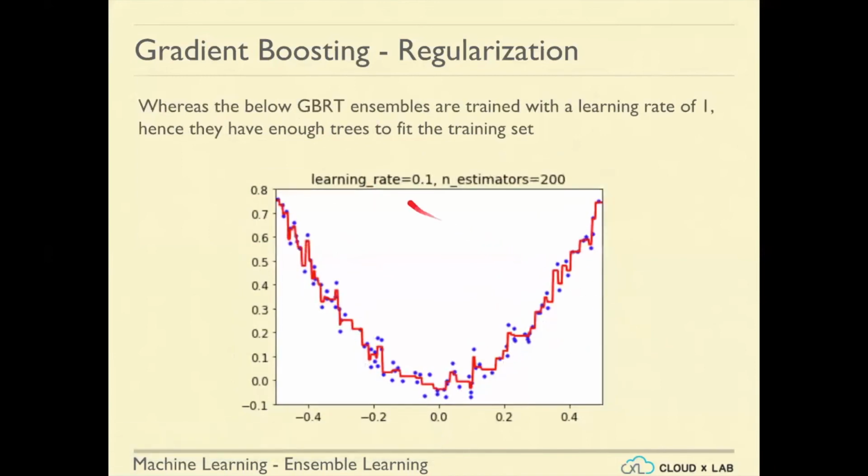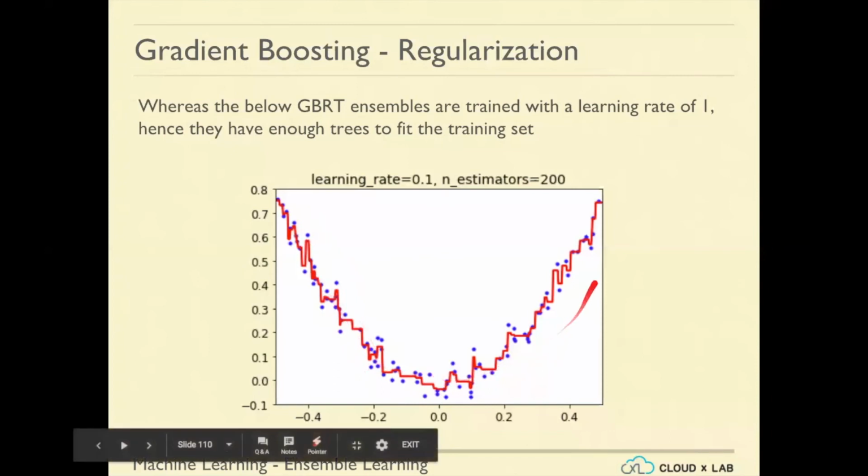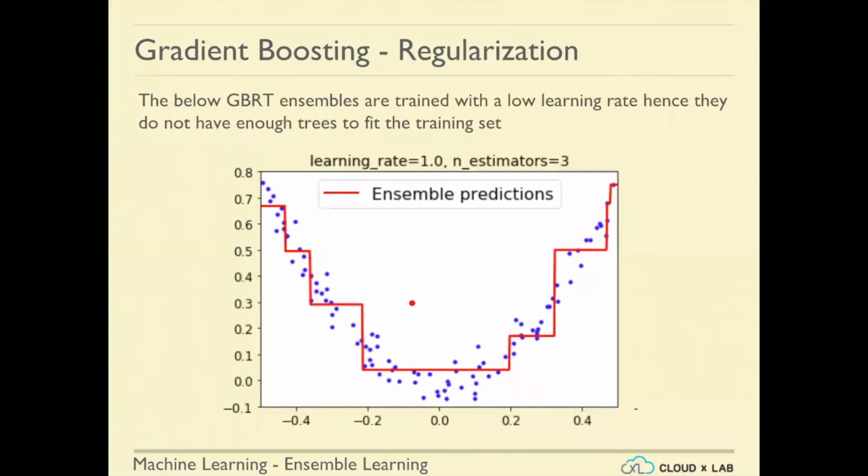When we decrease the learning rate, meaning we decrease the contribution of each learner in this, we would be multiplying the delta by some value. So in that case, it will kind of overfit and do a better learning than this.